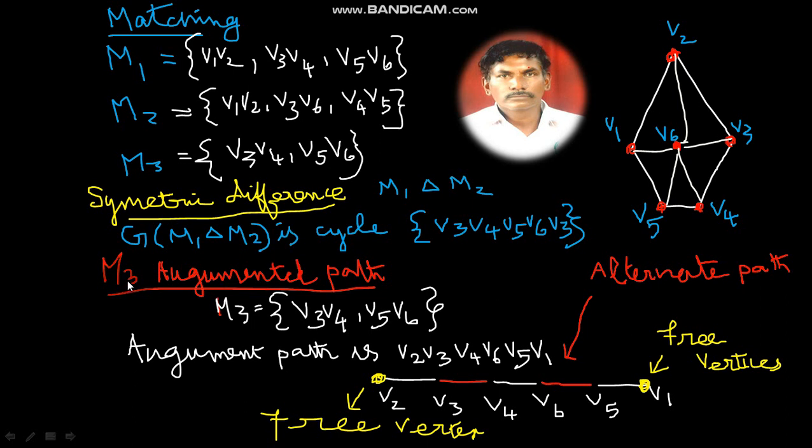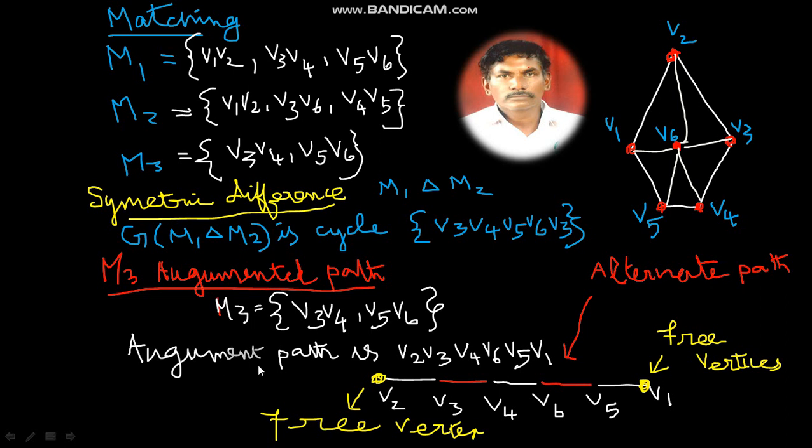Now coming to M3 and the augmented path. What is an augmented path? First of all, an augmented path is nothing but an alternation of independent edges and non-independent edges. Here V3, V4, V5, V6, then V3, V4, and then you take one non-independent edge. V2 here, V3, this is what we call a free vertex, starting here, non-independent.